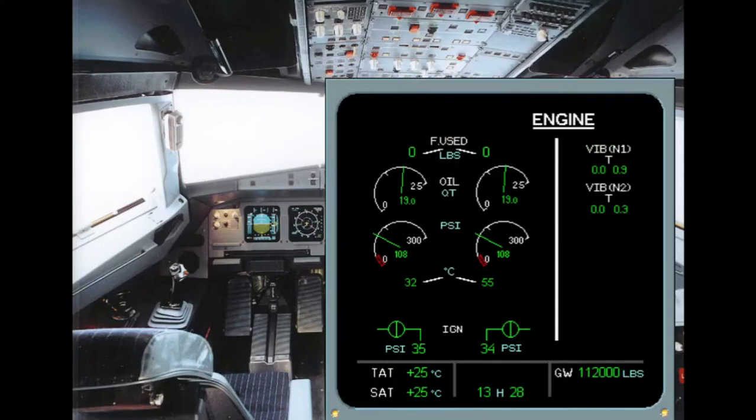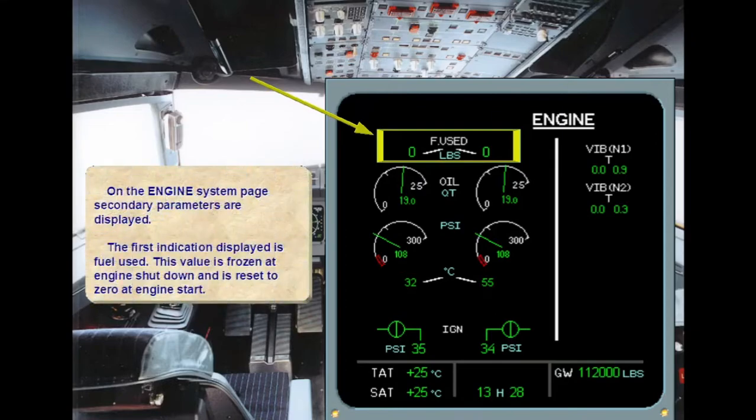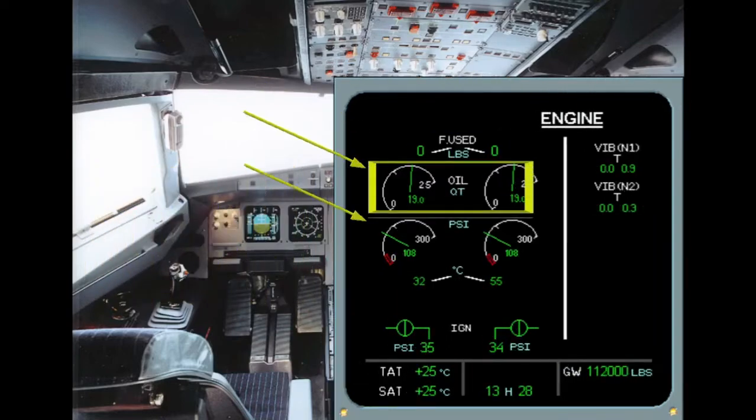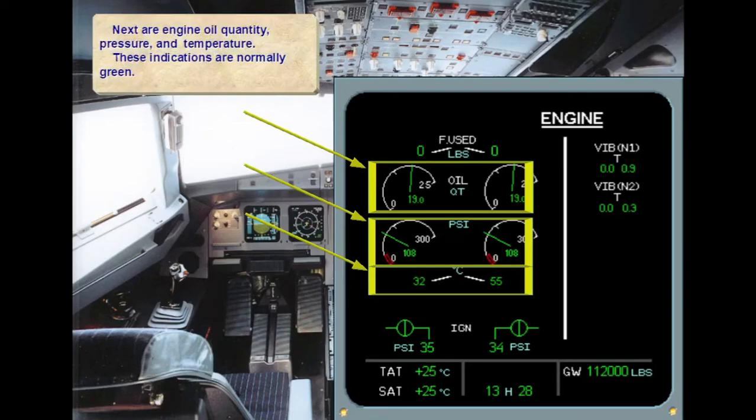On the engine system page, secondary parameters are displayed. The first indication displayed is fuel used. This value is frozen at engine shutdown and is reset to 0 at engine start. Next are engine oil quantity, pressure, and temperature. These indications are normally green. Oil quantity limits are: cold, below 30 degrees Celsius, 10.5 quarts; hot, above 30 degrees Celsius, 17 quarts, plus 0.6 of a quart per hour estimated flight time.